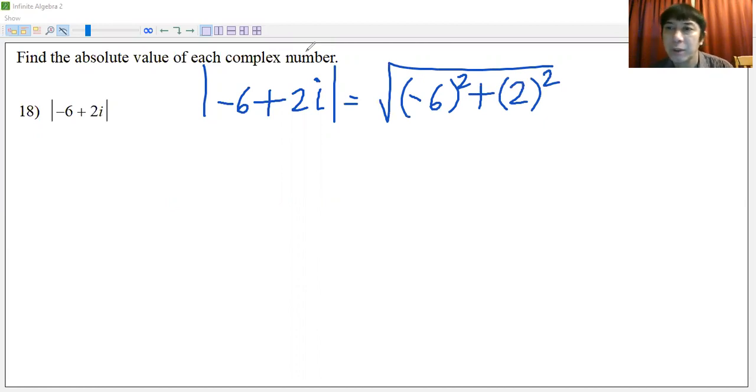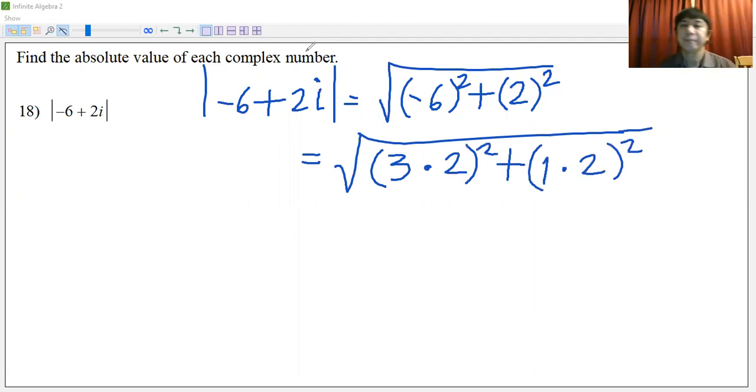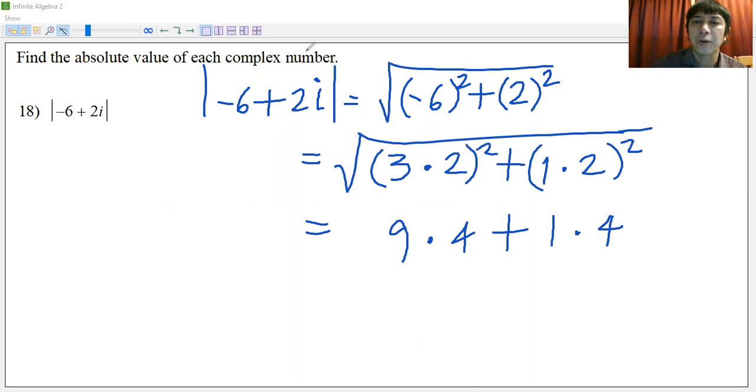And we have a common number between 6 and 2. It's a common number 2, okay? 6 has a 2 because 6 is 2 times 3. 2 is 2 times 1. So we can rewrite this like 3 times 2 squared. You can ignore the negative sign. And here is 1 times 2 squared. All right, there. So when we square this, we're going to have 9 times 4. We have 1 times 4.